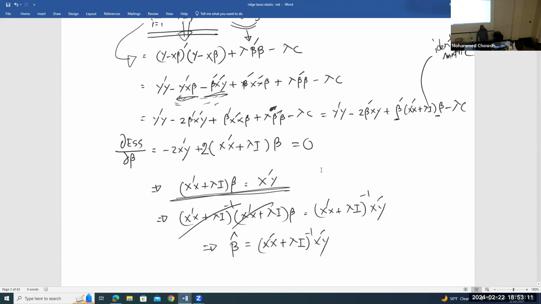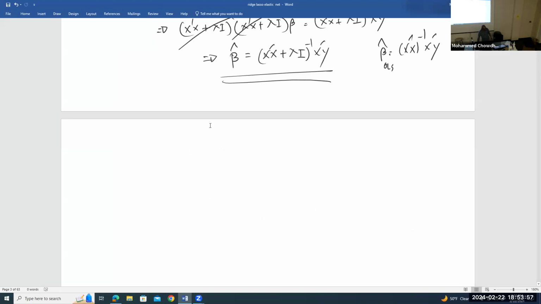Remember, without multicollinearity, the OLS solution is this. With multicollinearity, the solution is this. So I have added this condition, right? Sum of beta j square, j goes from 0 to suppose k, minus c equal to 0. This is the condition that I have added, right?